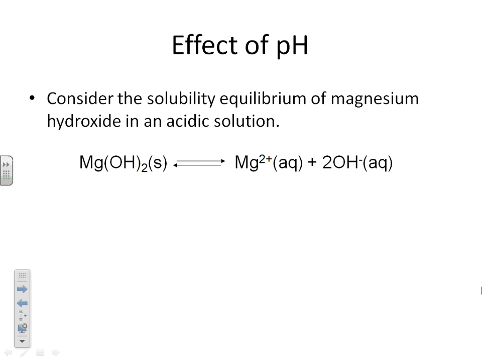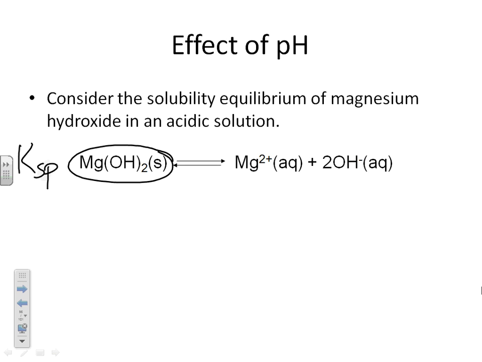The effects that we have here on pH. Consider the solubility of magnesium hydroxide in an acidic solution. So this is a Ksp reaction right here. And magnesium hydroxide is insoluble. It's not part of the exceptions for hydroxides on the periodic table. So most of it is going to be over here. Most of it is going to be magnesium hydroxide solid, and only a little bit of it dissolves into magnesium ions and hydroxide ions.